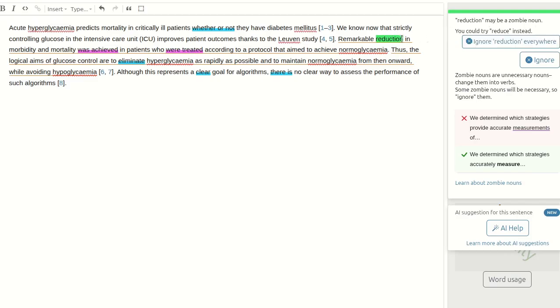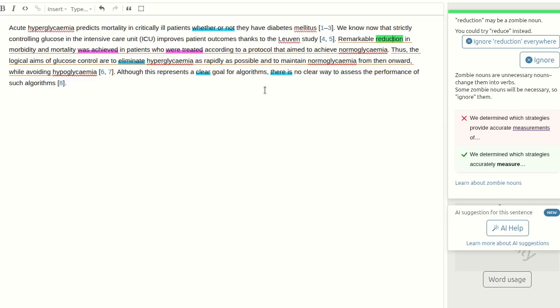And sometimes this will be really helpful. You'll say, oh yeah, in this case, it is a zombie noun. I actually want that to be my verb "reduce." And at other times you'll say, oh no, actually, the way that my argument is flowing, I need to use the noun here. And it's familiar information. I used "reduce" above and now I'm referring back to it. There's a reason for me to use the noun here. And if you do have that situation, then you can just click the ignore button. And if you have a situation where a zombie noun is one of your key terms in your text, then you can just ignore that key term everywhere, and that gets rid of the color for you so you can work on the things that actually matter.